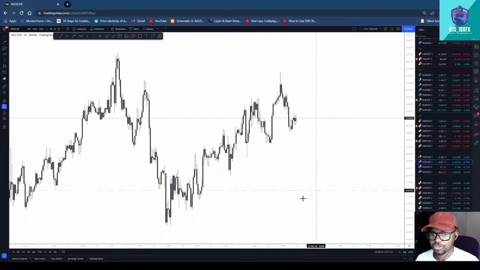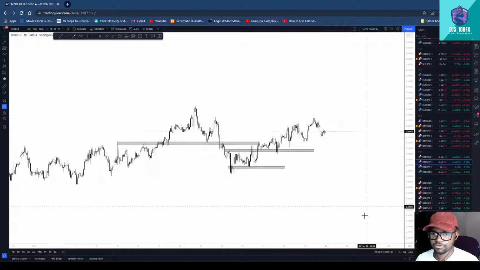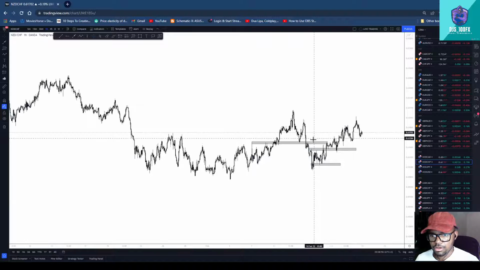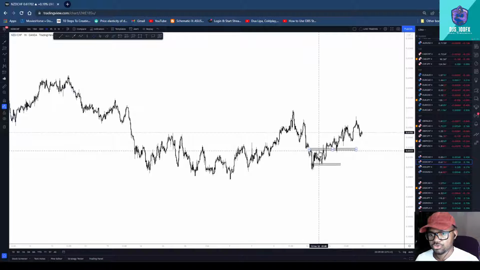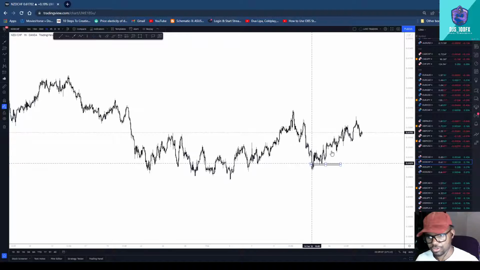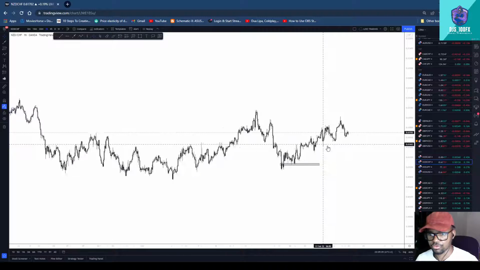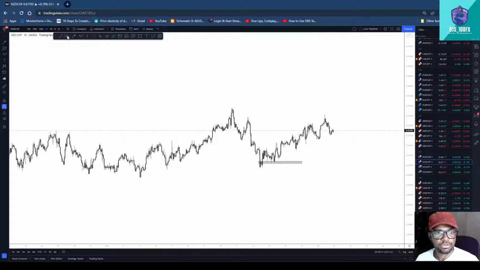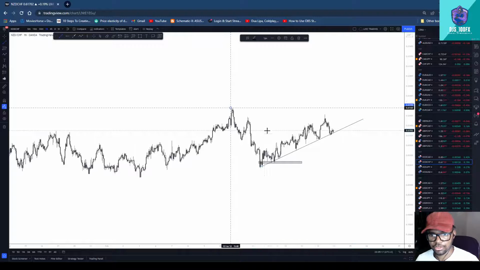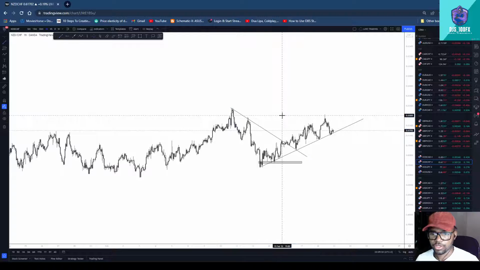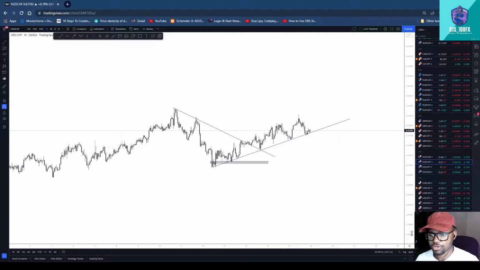NZD CHF. Oh wow, price has been trending down in the beginning of the week, and then price started moving up, breaking this downtrend move. Right now I don't know where price could go to, but there is a clear trend line here and here. For the meantime, price is moving up.